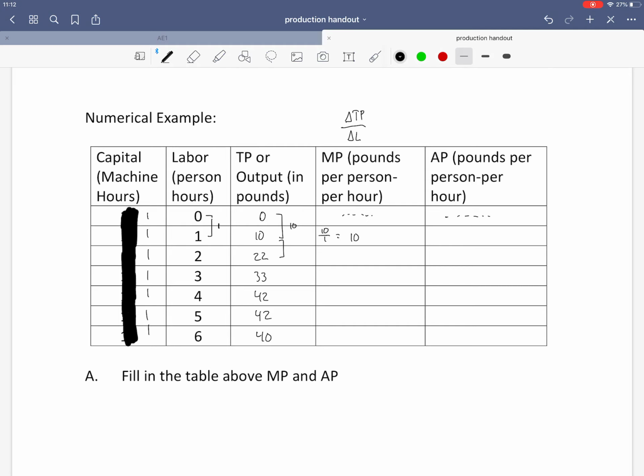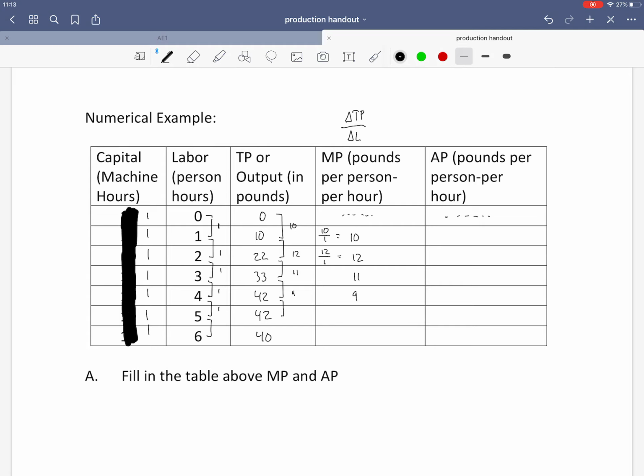As we go from 10 to 22, that's a change of 12. So total product is increasing by 12, and our labor is increasing by 1 again. So 12 over 1 gives us 12. So we see that the second worker adds an additional 12 pizzas to the production process. And then we can just keep going and finding our marginal product. Luckily, all these are going to go up in increments of 1. So it's going to make it really easy for us to find our marginal product. So as we go from 22 to 33, that's a change of 11. As we go from 33 to 42, that's a change of 9.